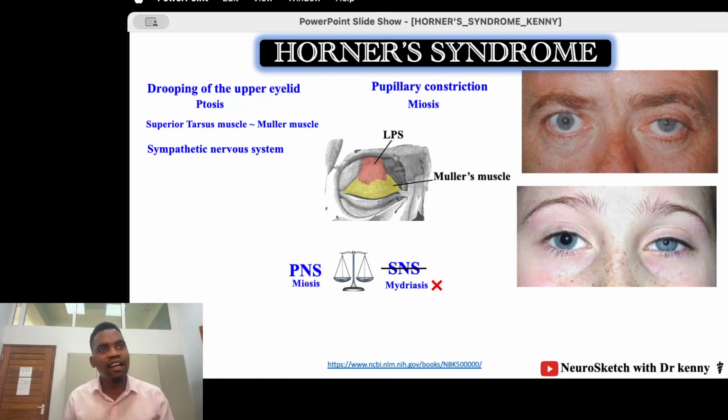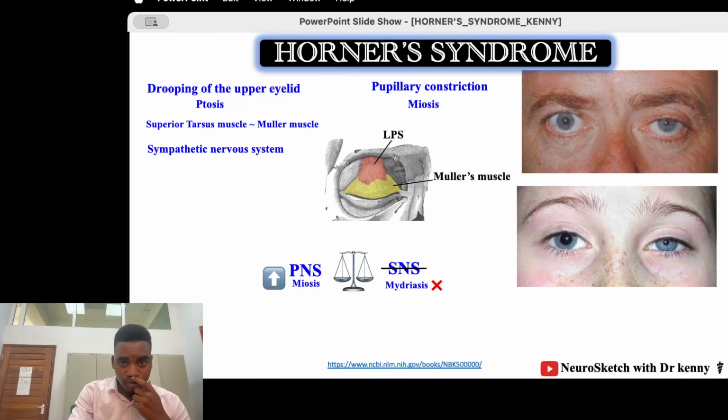I am eliminating the pupillary dilatation. So I have removed completely the dilatation. So what will happen? It is an exaggerated parasympathetic response, and that would be the meiosis. And what does the meiosis mean again? It means the pupillary constriction.